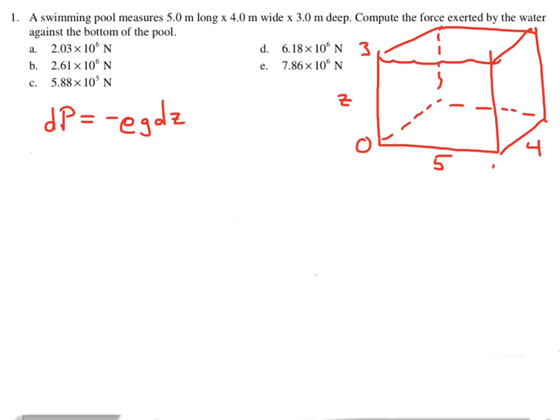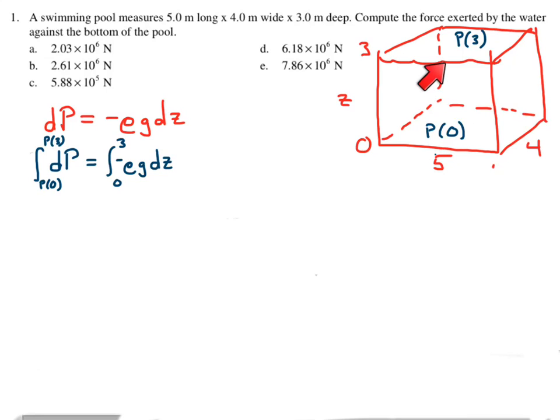If I integrate both sides of this equation and take definite integrals on both sides, what I'm going to get is the integral of dP equals the integral of negative rho g dz. I want to integrate from 0 to 3 in depth, and from P of 0, whatever the pressure is at the bottom, to P of 3 at the top. So on my left-hand side, that integral is P of 3 minus P of 0, and the right-hand side is negative rho times g times 3 minus 0.